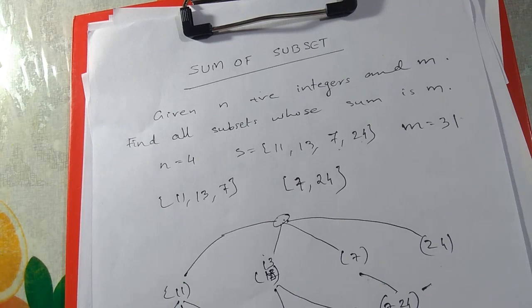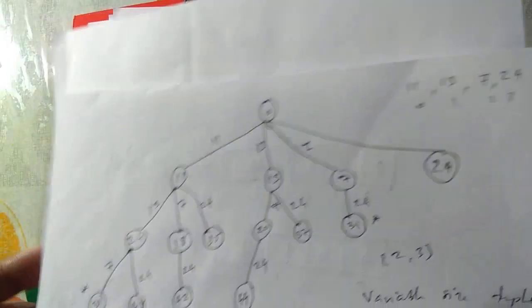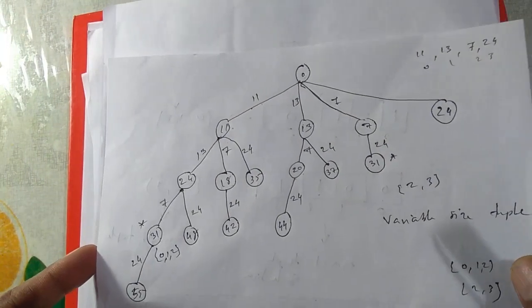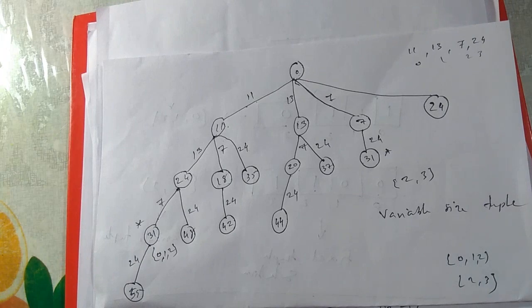In this video we will discuss an algorithm for variable size tuple solution. We apply the brute force approach. We will generate all possible 2 raised to n subsets and find the desired subsets. Let us revisit the state space tree of variable tuple formulation. Here we can see the tree we have constructed for the variable size tuple formulation.